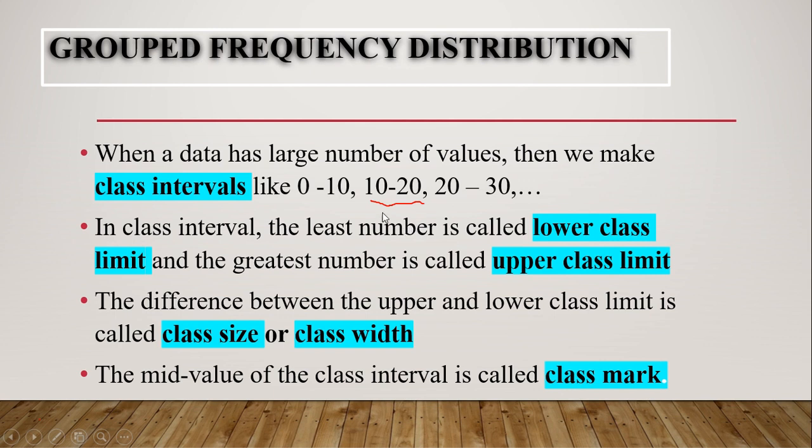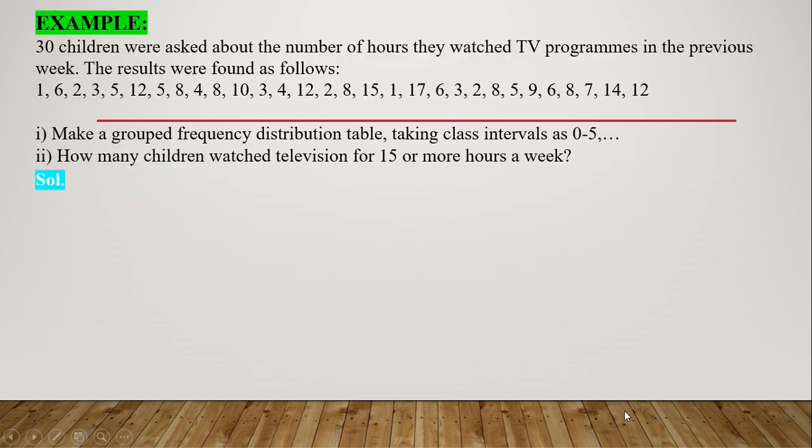And what is the class mark of this class interval? The mid value. For 10 to 20, we can take 10 plus 20 by 2, which gives you 15. 15 is the class mark of this class interval. From this we can know class interval, lower class limit, upper class limit, class size or class width, and class mark. We'll go for one example.